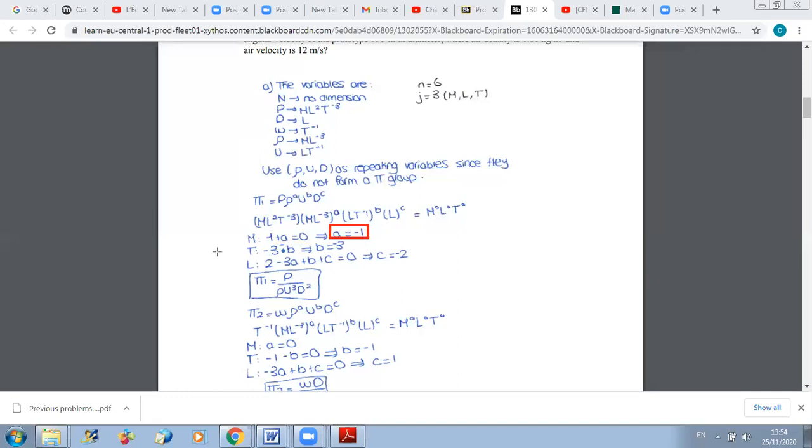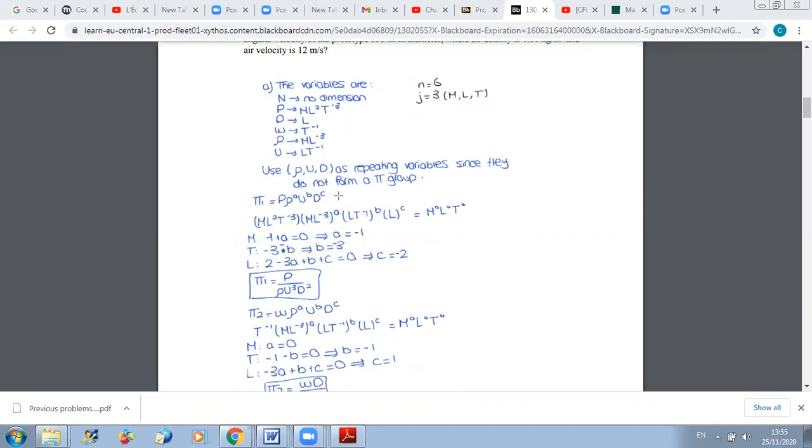Now, the second equation is from the coefficient of T. So what is the coefficient of T? From the left side, I have first T to the minus 3, and here T to the minus 1 to the power B. So minus 3 minus B equals what? From the other side, the coefficient of T is 0. So my second equation, from the coefficient of T, is minus 3 minus B equals 0. So B is equal to minus 3. I still need to find C.